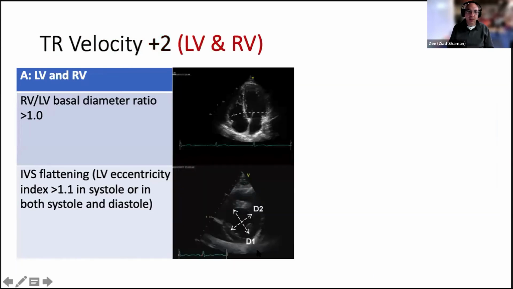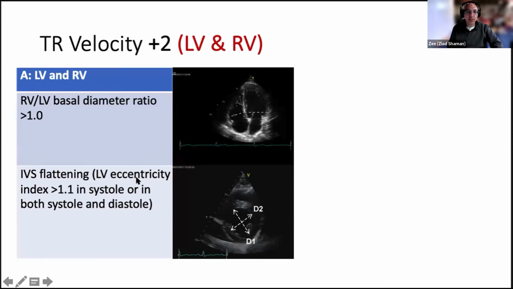So the LV and RV, one is the basal RV to LV diameter ratio. Is it more than 1? That means, is the RV bigger than the LV? So you just measure it at the base if you want, or you can eyeball it if you want, at the tricuspid valve and at the mitral valve, and decide, is this distance bigger than this distance? Then this qualifies as 1 point. You only need 2 points.